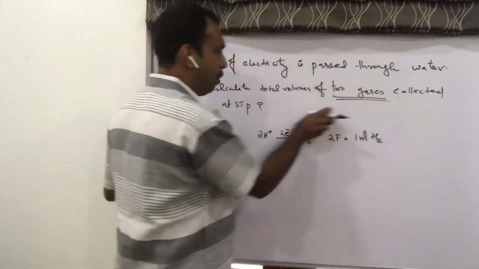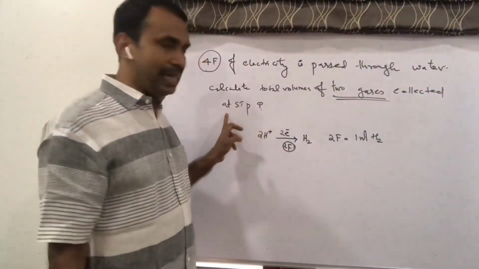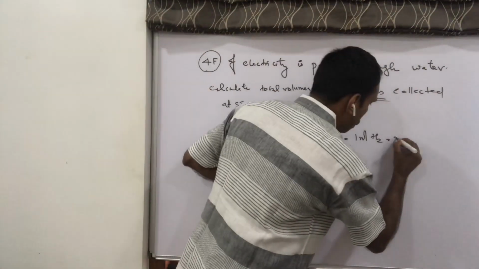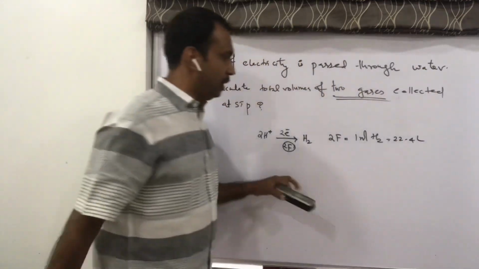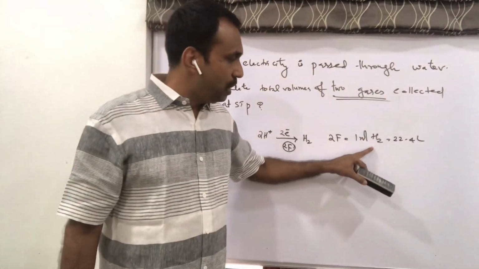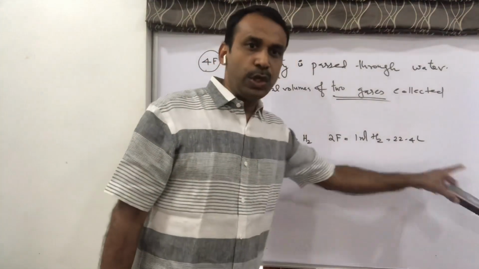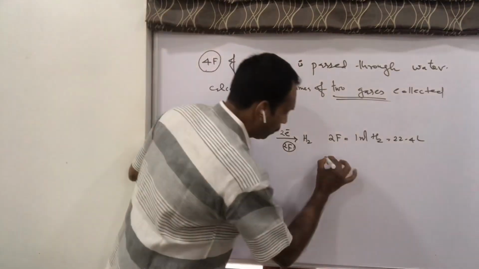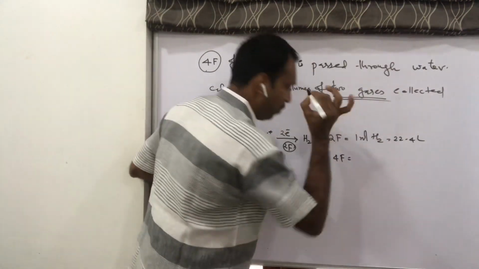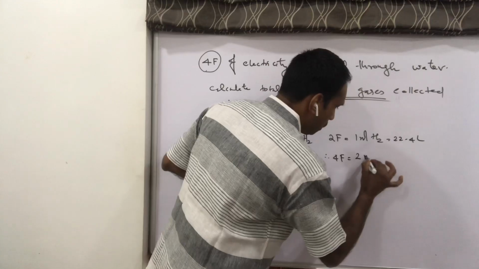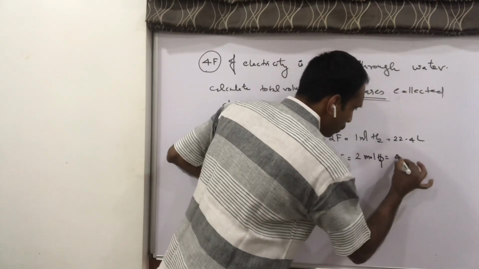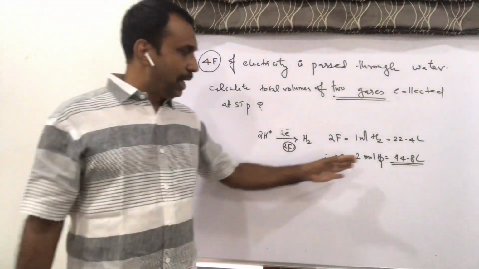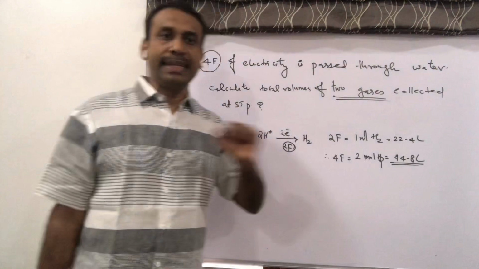We know 1 mole of gas at STP will be 22.4 liter. So I write 22.4 liter. 2 Faraday will produce 1 mole H2, that is 22.4 liter. But in the question, 4 Faraday is given. Therefore, 4 Faraday will produce 2 mole H2. That means 44.8 liter. Now we get one answer: volume of hydrogen is 44.8 liter.